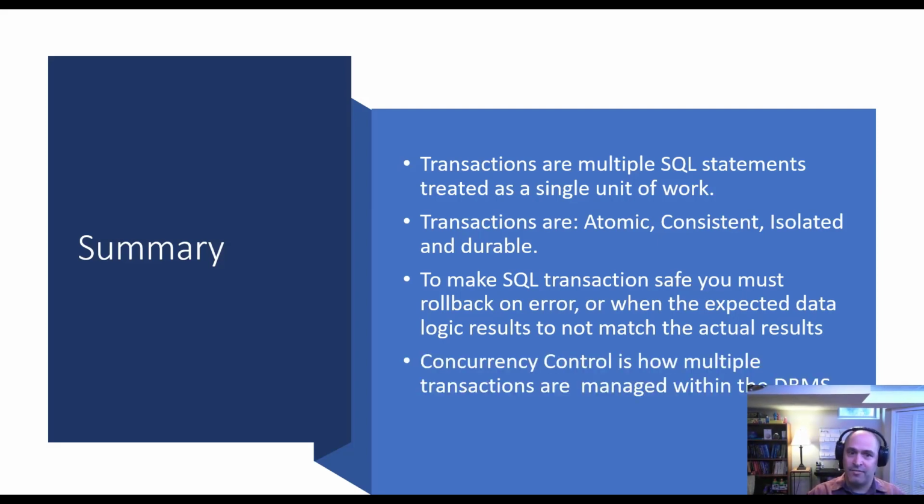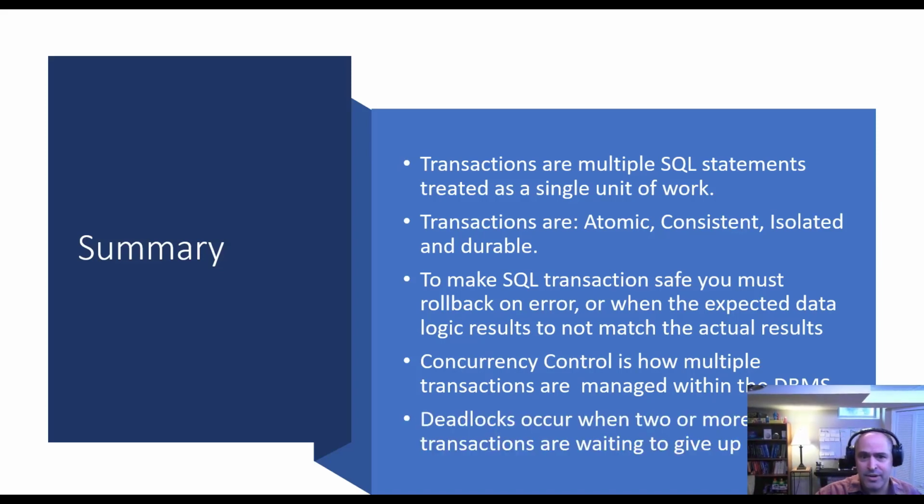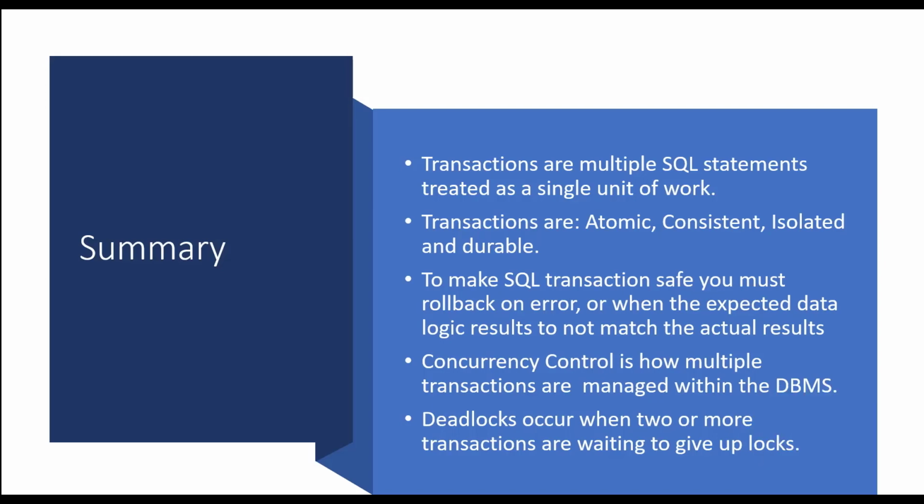Concurrency control governs how the transactions are managed within the DBMS, and basically they are executed in a serial order and locks occur on the resources that are being manipulated. A deadlock scenario can occur when two or more transactions are waiting to give up locks, and the good news is the database will recover from this. The bad news is it does take a little bit of time for the database to recover from a situation like this.